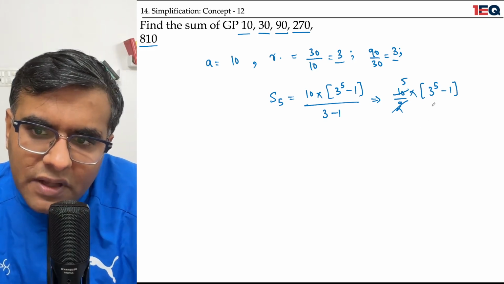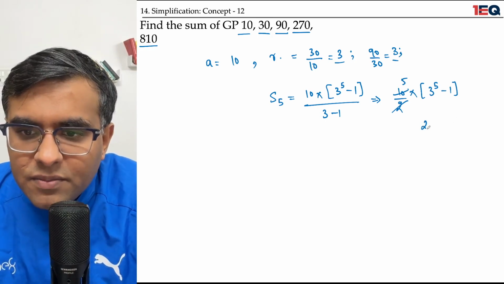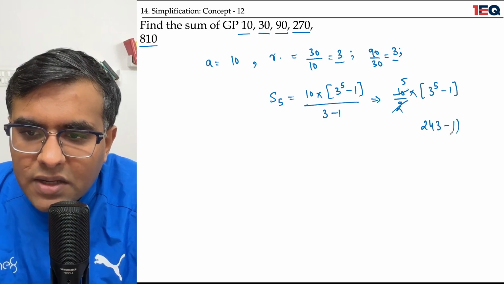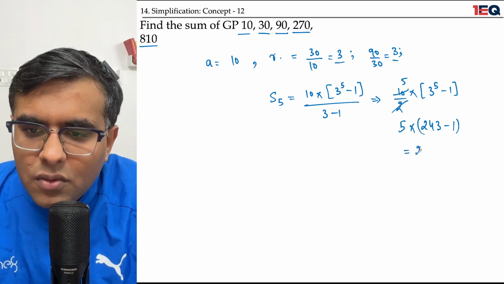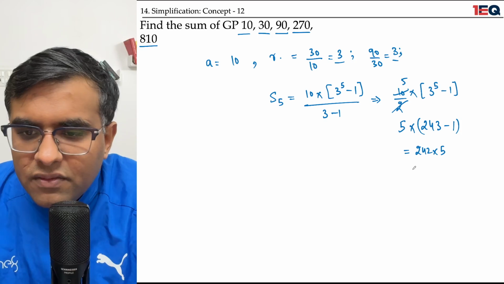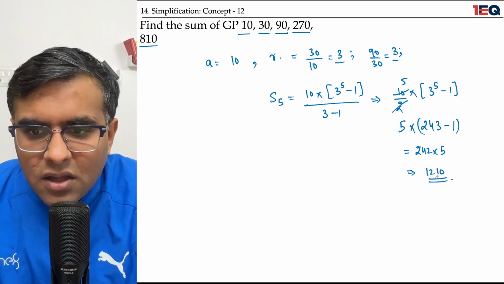So at 81 we are at 3 raised to the power 4. And then another 3 when multiplied gives me 243. 243 minus 1, multiplied by 5. This is 242. 242 into 5 would give me 1210. 1210, this is my final answer.